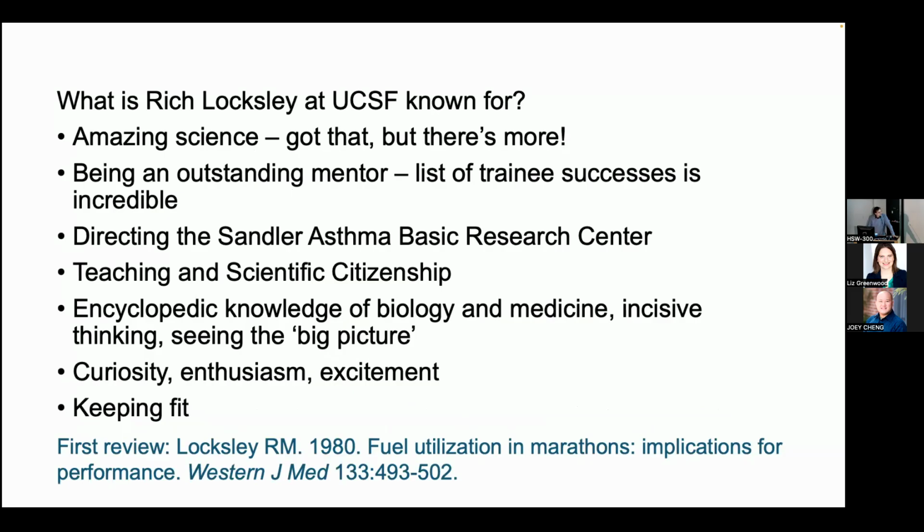looking at his CV, it was interesting to note that his first invited review when he was a chief resident here was entitled Fuel Utilization in Marathons, Implications for Performance. And the intro to this review was written by Holly Smith, the then chair of medicine. And he noted that Rich did have some self-interest in writing on this topic because Rich was running sub 2-hour, 30-minute marathons at that time. But I would encourage anyone interested in this topic or in a marathon career in science to read the review. It's actually really well written, and shows Rich's depths of understanding of physiology and metabolism even way back then.